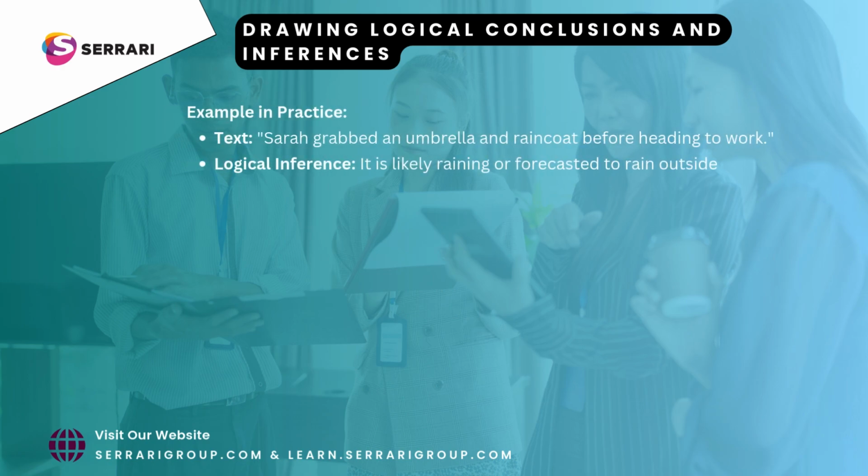Example in practice. Text: Sarah grabbed an umbrella and raincoat before heading to work. Logical inference: it is likely raining or forecasted to rain outside.